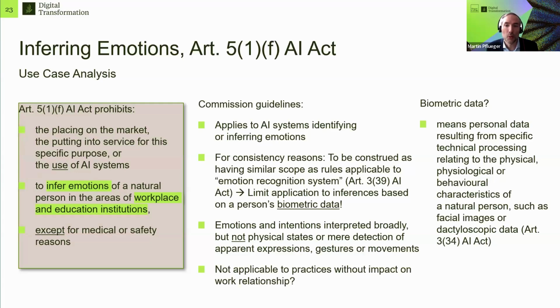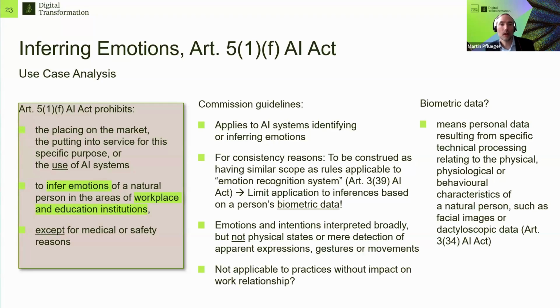Biometric data means personal data resulting from specific technical processing relating to the physical, physiological, or behavioral characteristics of a natural person. This is a very broad term, and it's even broader, as the recitals reference the GDPR, the terms we know under privacy laws, which contain the specific requirement that they allow or confirm the unique identification of a natural person, which is not included in this definition.